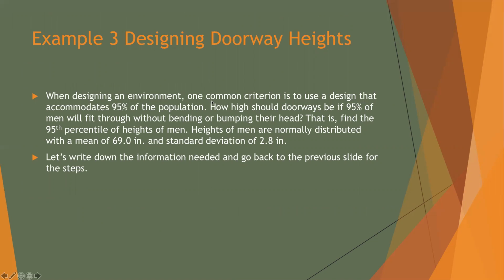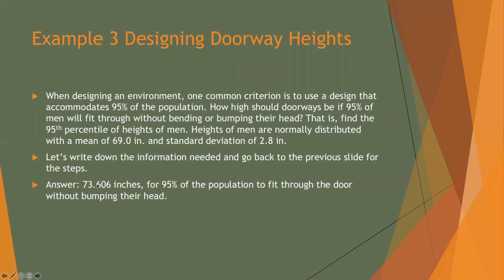So when designing an environment, one common criteria is to use a design that accommodates 95% of the population. How high should doorways be if 95% of men will fit through without bending or bumping their heads? That is, finding the 95th percentile of heights of men. Heights of men are normally distributed with a mean of 69 inches and a standard deviation of 2.8. Let's write down the information we need. Well, hopefully you'll find out that you'll need 73.60 inches for 95% of the population to fit through it.